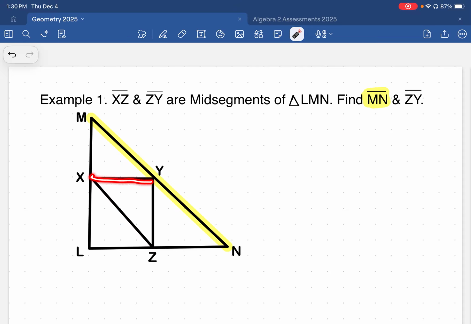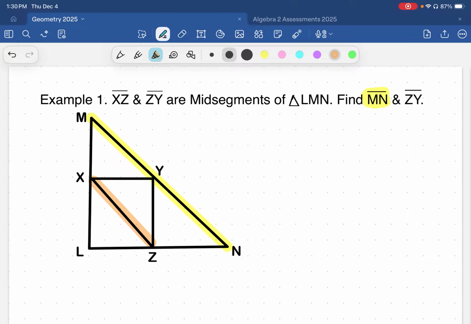This one is not parallel because remember, parallel means they cannot touch one another. And this one is touching the highlighted side at Y. It's not this one. This one's not parallel either because once again, it's touching the highlighted side at Y. So this would have to be the parallel side. Okay. I'm going to go ahead and highlight it in a similar color. Those two, I'm going to use those two to help me solve for the length.